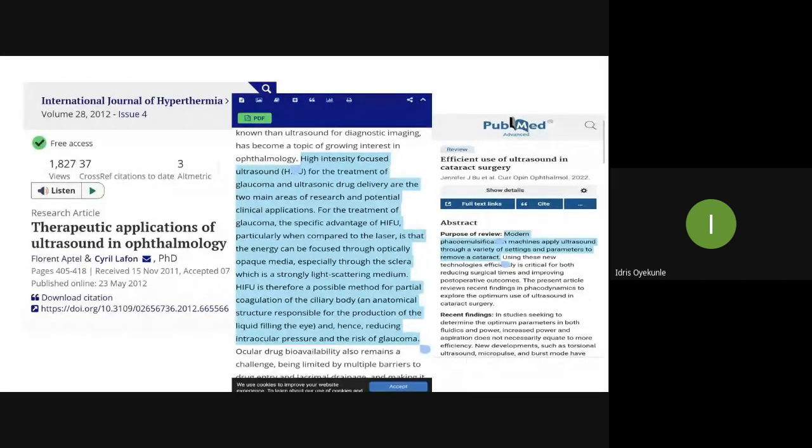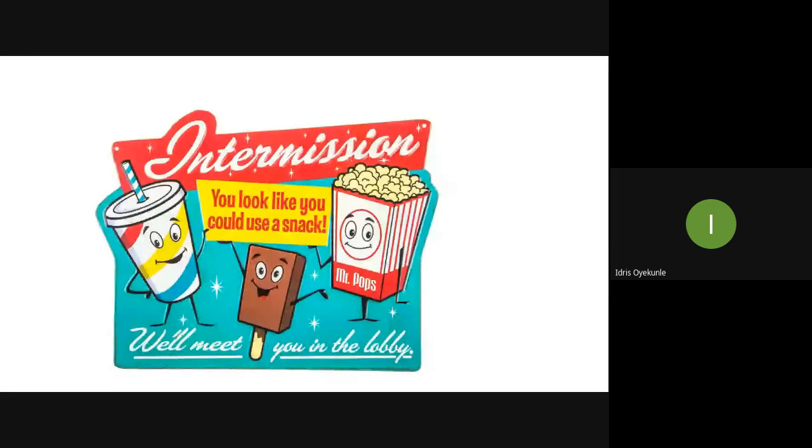I've mentioned that it can be used for partial coagulation of the ciliary body, and another important use that we do almost every time is cataract surgery through the modern phacoemulsification technique. It also uses ultrasound waves to emulsify the lens. So ultrasound has very wide applications in ophthalmology, and there are emerging concepts and research going on about the use of ultrasound.